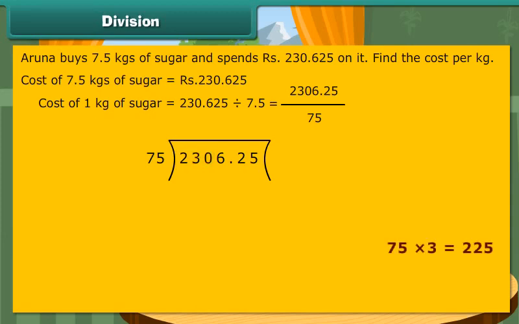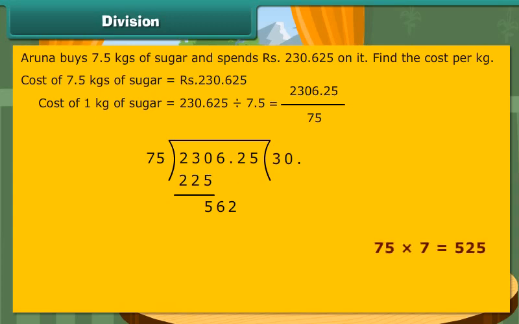Bring 6 down. The new number formed is 56. 56 cannot hold 75, so write 0 to the right of 3. Bring 2 also down. Since 2 appears after the decimal point, place a decimal point to the right of 0. The new number 562 holds 7 times 75, that is 525. Subtract and write the difference, 37 below.